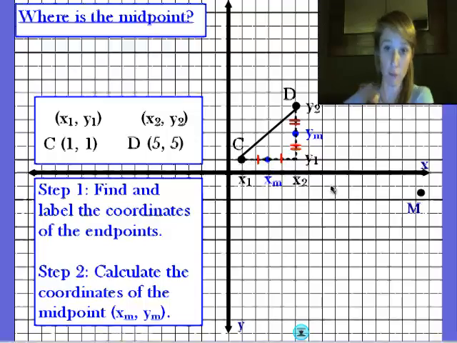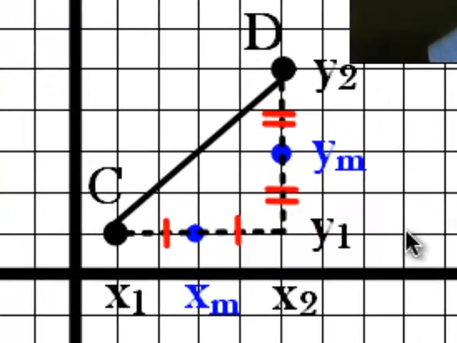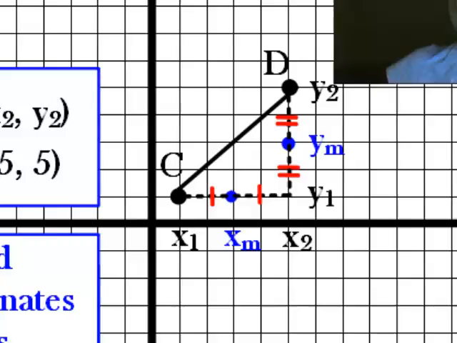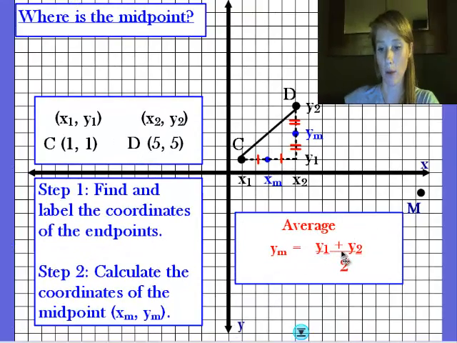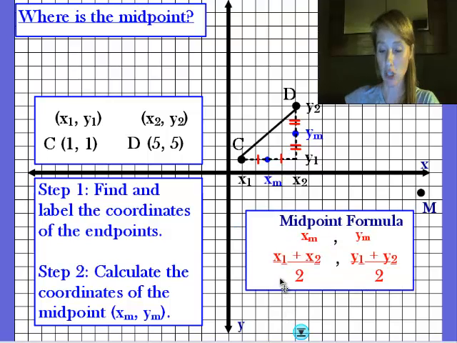The same thing for my y-coordinate of my midpoint. I've traveled along the y-axis to get from point C to point D, so the y-coordinate of my midpoint is halfway between y1 and y2. To find the value of ym, I'm also going to take the average of y1 and y2. Together, the average of the x coordinates and the average of the y coordinates make the midpoint formula.